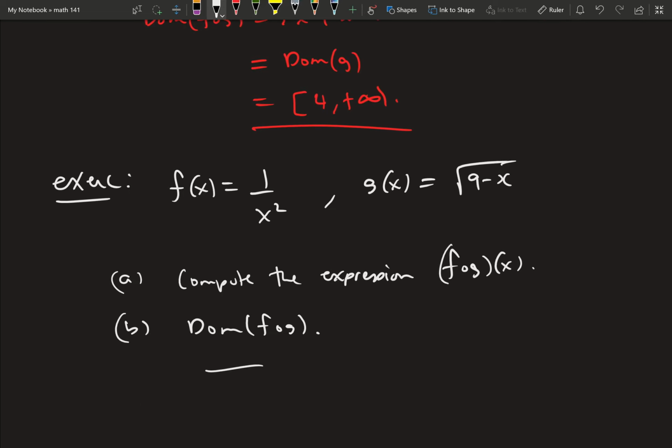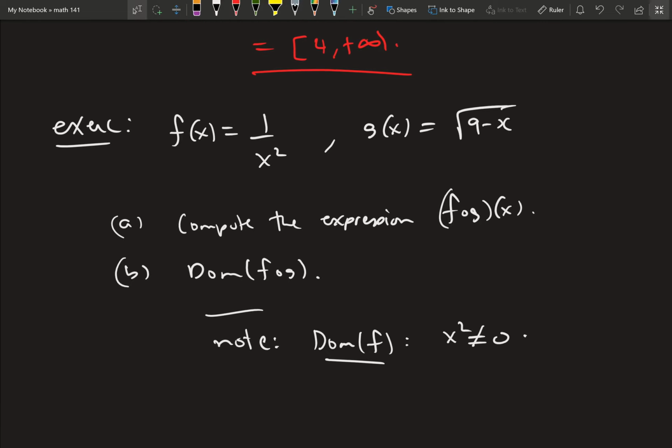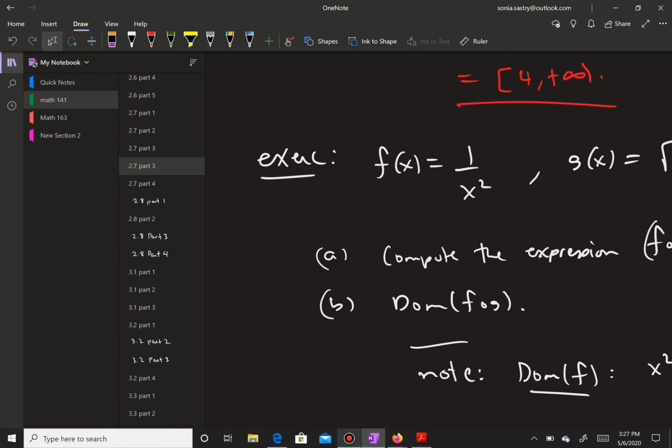And here, just a little note: the domain of f does have some restriction, right? X squared can't be 0 because that's in the denominator. So there is a little bit of restriction on the domain of f. It's not a big one. It's just similar to the one we did. There's just one little step more. So try that out, and in the next video, we will go ahead and do that exercise.